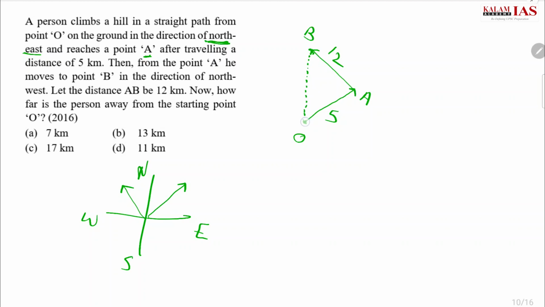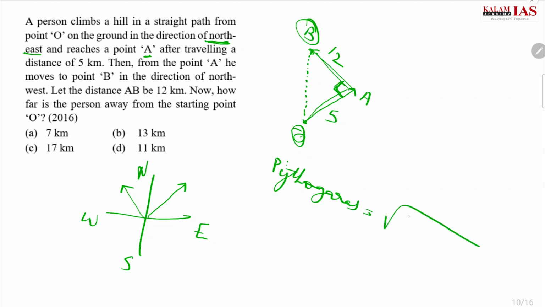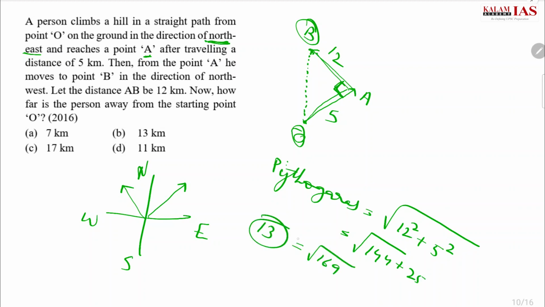Again, as you see, this is 5, this is 12 and this is a right angle triangle. Again, we can simply apply the Pythagoras theorem to find the hypotenuse, and the hypotenuse is the distance between the initial point and the final point. So Pythagoras we can apply, which is under root 12 square plus 5 square, which is under root 144 plus 25, which is under root 169, that is 13 kilometers. Answer is option B, 13 kilometers.